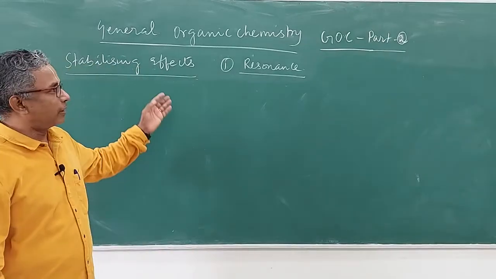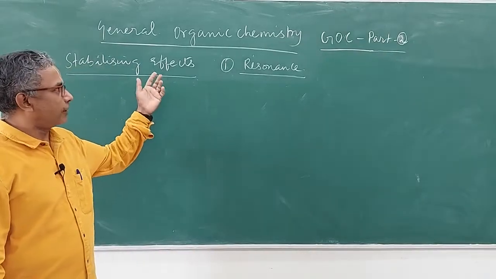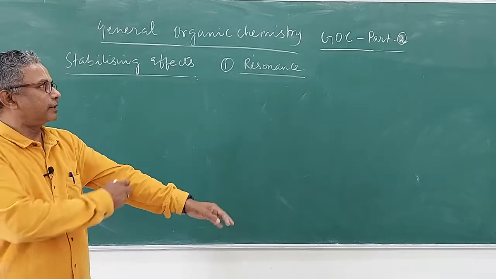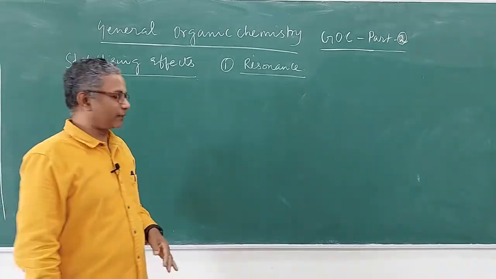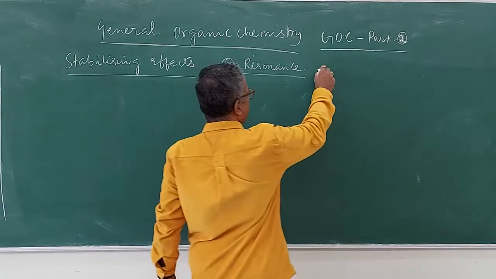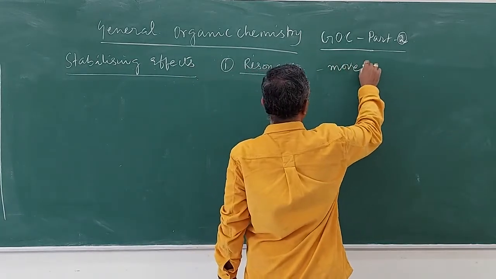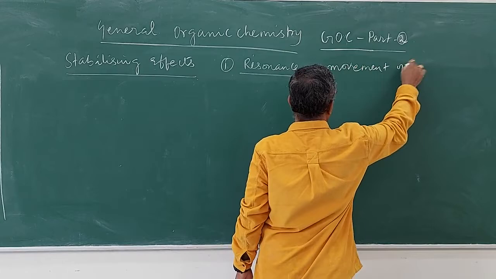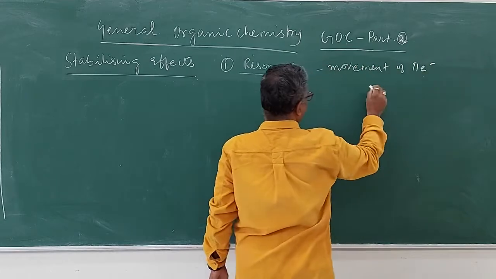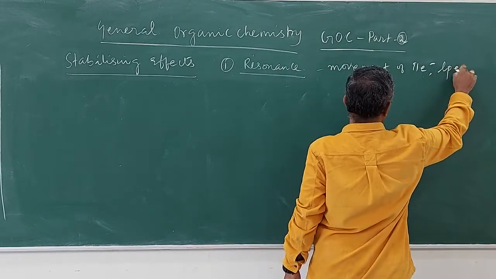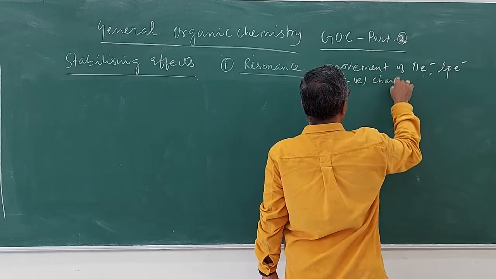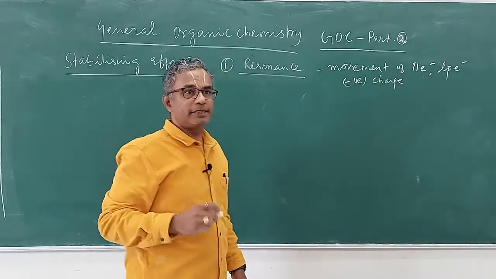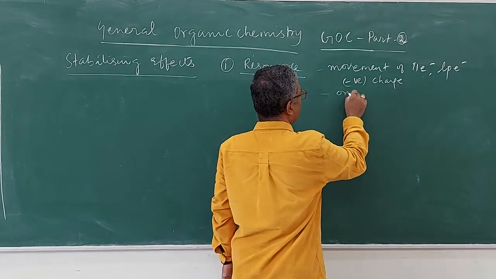Okay. So now we will see part 2 of general organic chemistry, where we will see about the stabilizing effect. The most important stabilizing effect is resonance. So we define resonance as the movement of pi electrons, or we can say movement of lone pair of electrons, or negative charge. So we can have any way of defining this movement, and generally the movement takes place only in one direction.